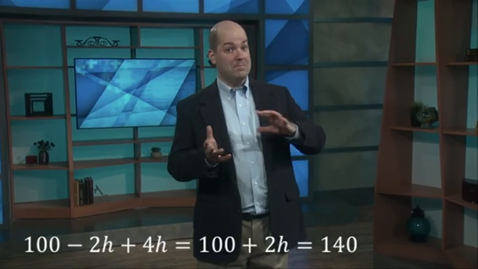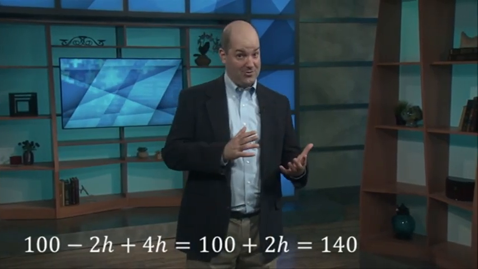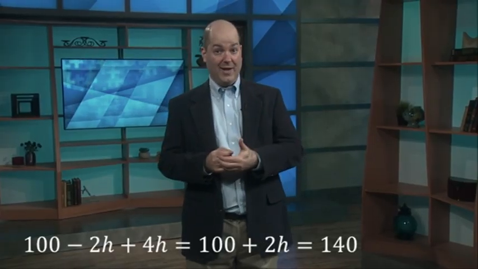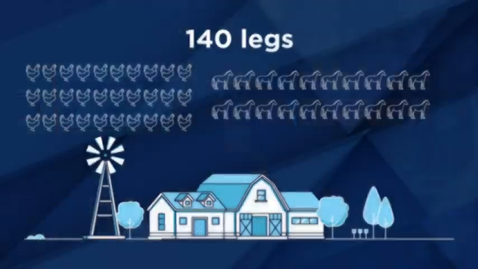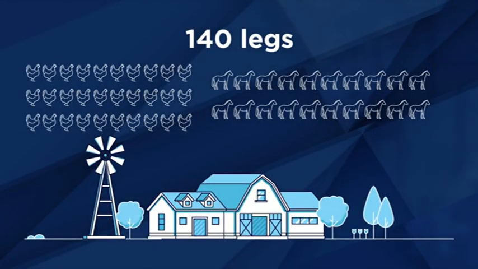And this equation simplifies to 100 minus 2H plus 4H, which of course is 100 plus 2H, and that's going to equal 140. And finally, this implies that 2H equals 40, and therefore that there are 20 horses. And if there are 20 horses, then there must also be 30 chickens. Problem solved. Phew. Now, keep in mind, I'm a professional mathematician. I love algebra, and manipulating equations like that gives me a warm, fuzzy feeling that lasts for hours.